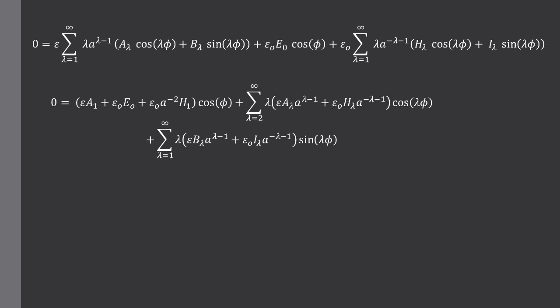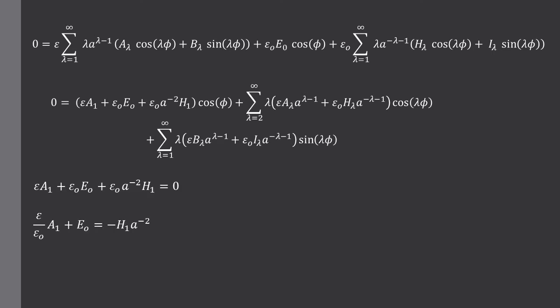So we find the first equation we'll have is epsilon times a1 plus epsilon naught e naught plus epsilon naught little a to the minus 2 times h1. And we find that that has to be 0 in general because cosine of phi is not 0 in general and the terms are orthogonal. So let's look at that.